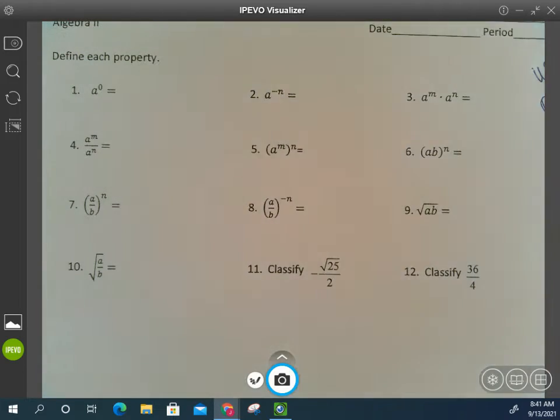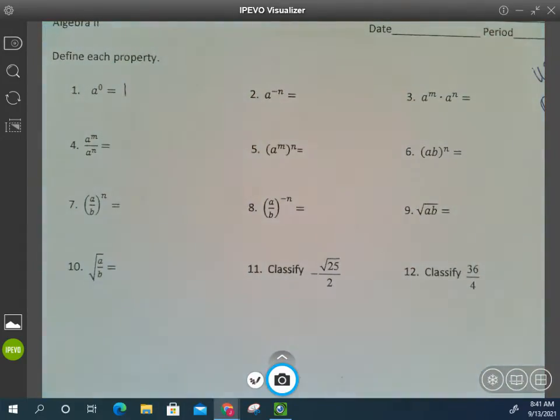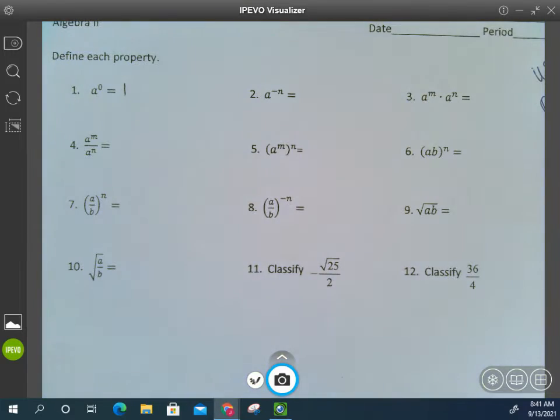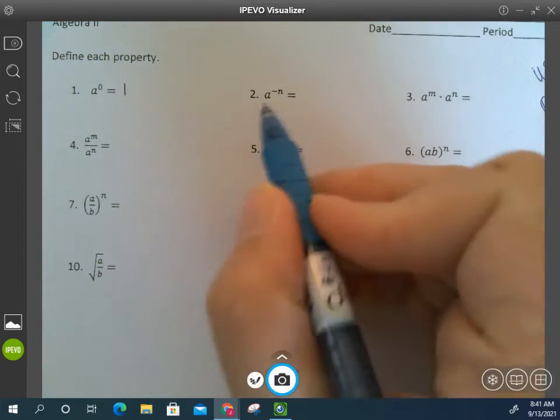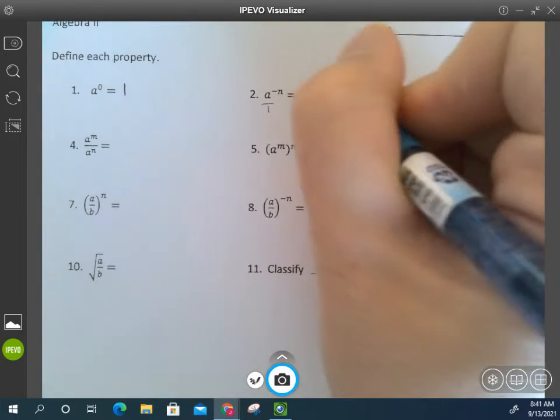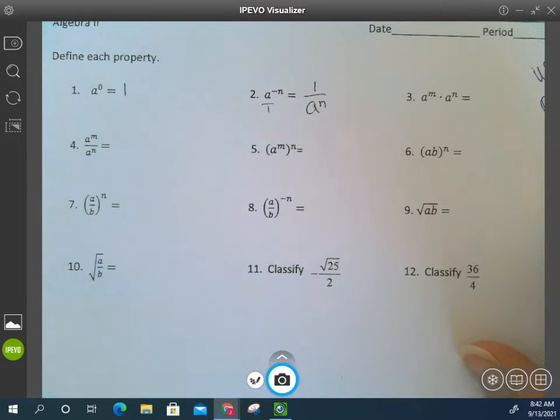So anything to the power of 0 should always be 1. These are your properties. They're in your notes. They're on our yellow property sheet. We need to know them in order to use them. All right, if I have a negative exponent, that tells me to take the reciprocal. So this is over 1. It becomes 1 over a to the positive n. That's what we're looking for there.